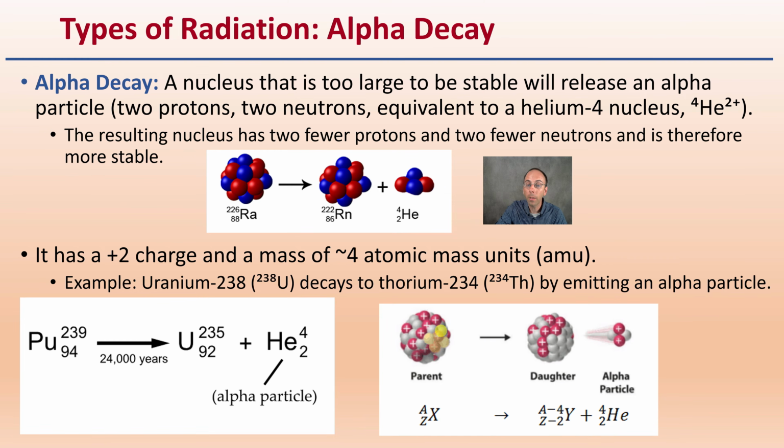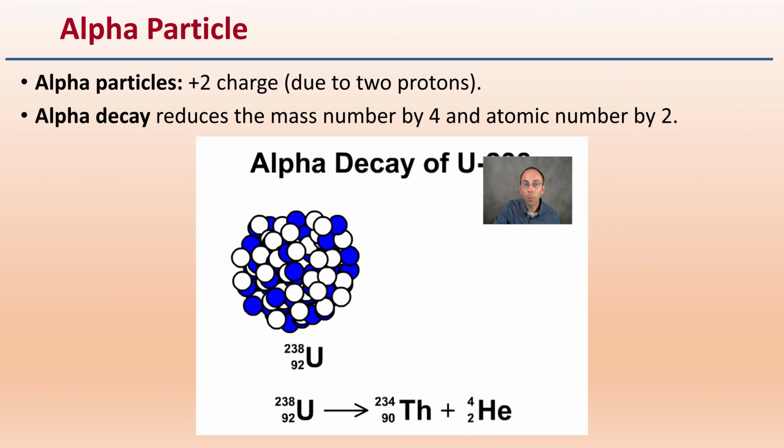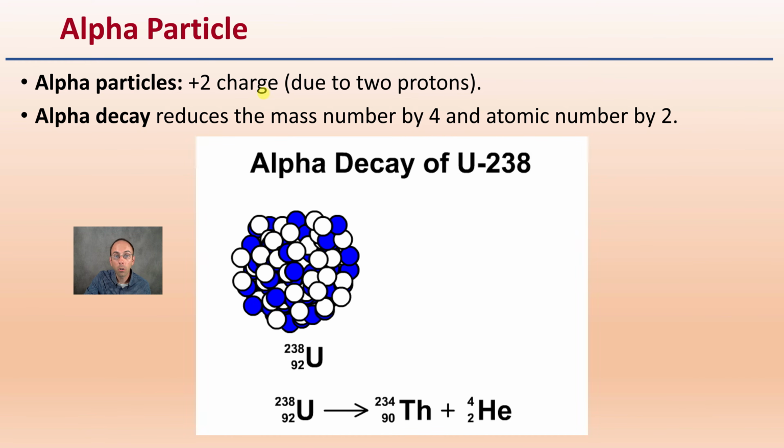A quick summary: our parent molecule results in a daughter molecule and an alpha particle, and these resulting end products are more stable than that original or parent molecule. If you're not familiar with the AXZ notation, remember X represents the element, Z represents the proton number, and A is the mass number. The alpha particle has a +2 charge due to the 2 protons. Alpha decay reduces the mass number by 4 and the atomic number by 2. Let's see a quick example. Here's our uranium going to our thorium, and our helium nucleus or alpha particle being released, as a visual representation.